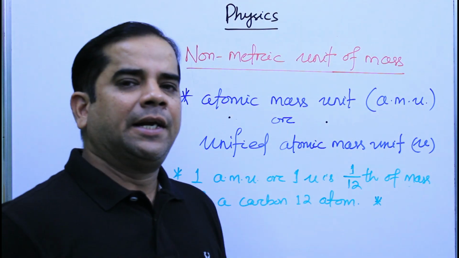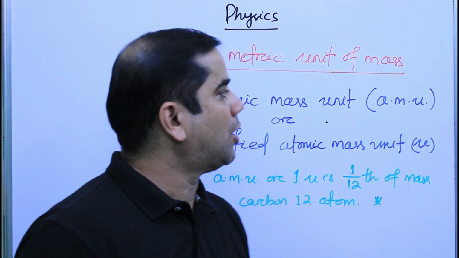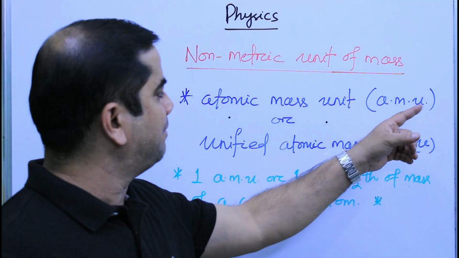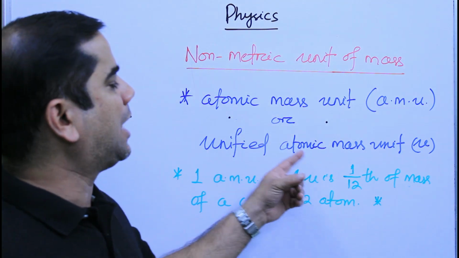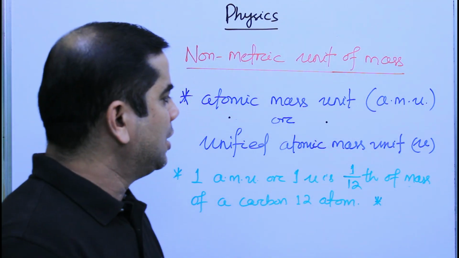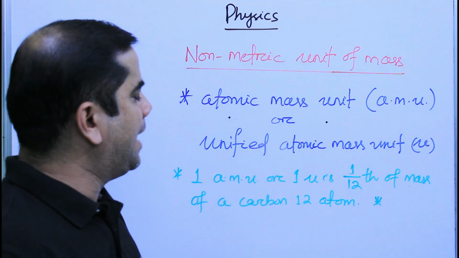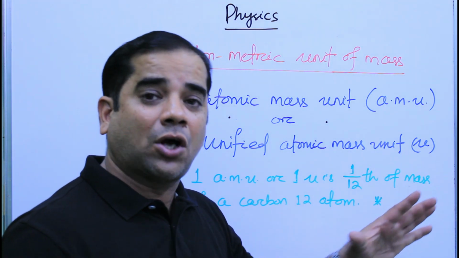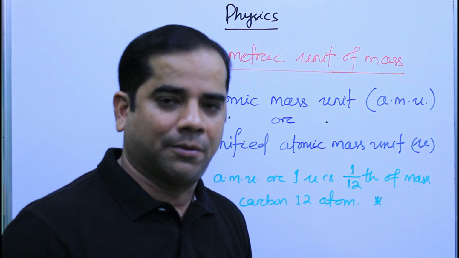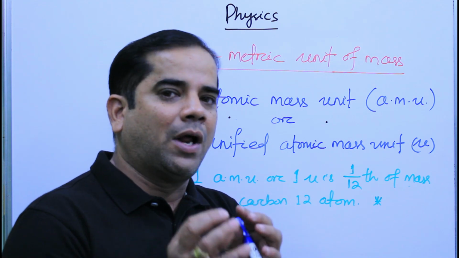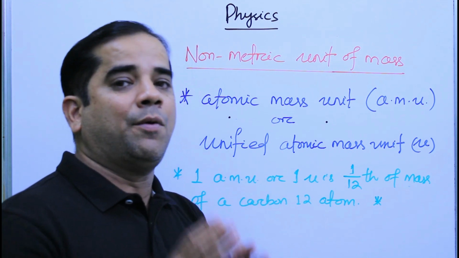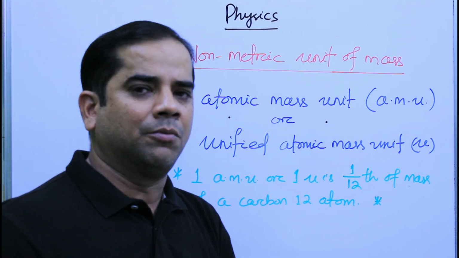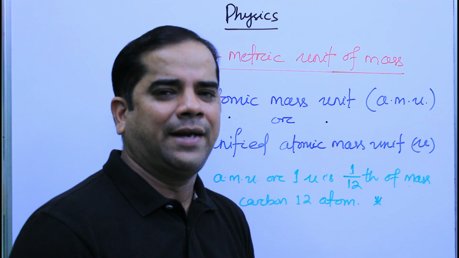Students, let us now discuss a non-metric unit of mass, that is the atomic mass unit, represented as AMU, also called the unified atomic mass unit, or U. So how can we define 1 AMU? 1 AMU or 1 U is 1/12 the mass of a carbon 12 atom. If we take a carbon 12 atom, 1 AMU is the mass of 1/12 of that carbon 12 atom. So let us find out the value of 1 AMU.